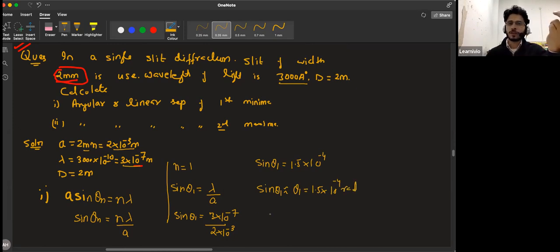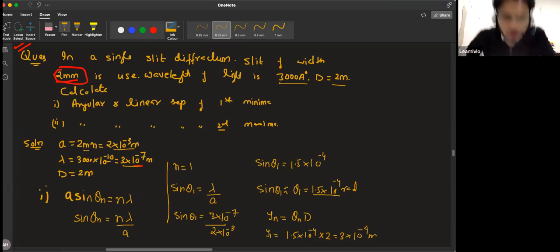Now, in this particular case, if you want to use linear separation, it is theta n multiplied by d. Now, you want to calculate y1. So write the value of y1: theta 1, 1.5 into 10 raised to the power minus 4, into d. How much is d? This is d, 2 meters, just multiply with 2. So you get 3 into 10 raised to the power minus 4 meter. Is it clear? Umar, Saifullah, Nabil. Yes, sir.